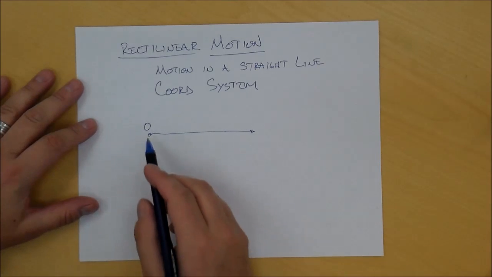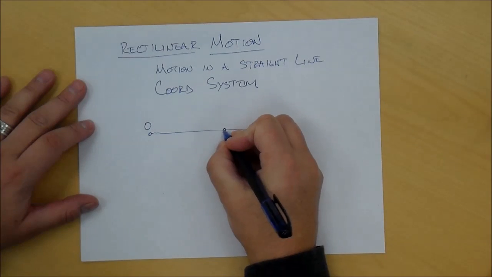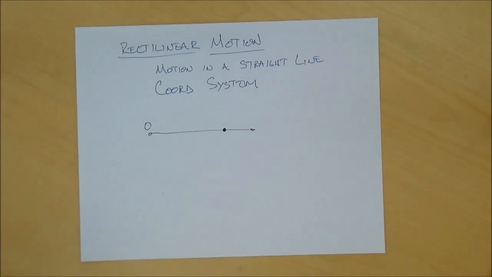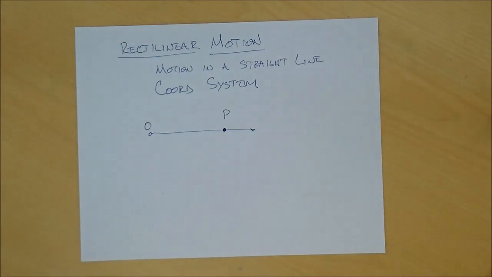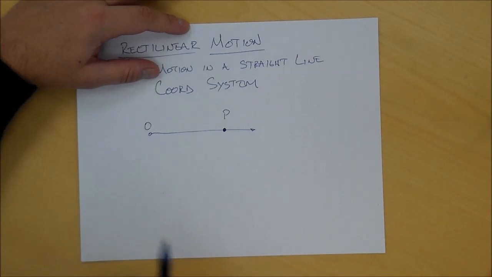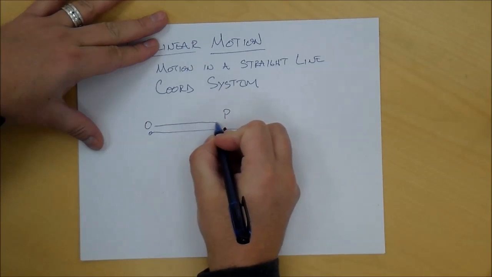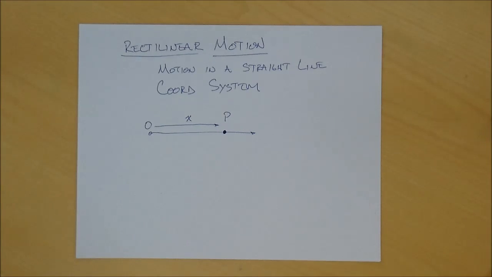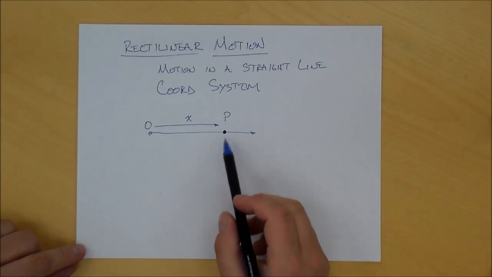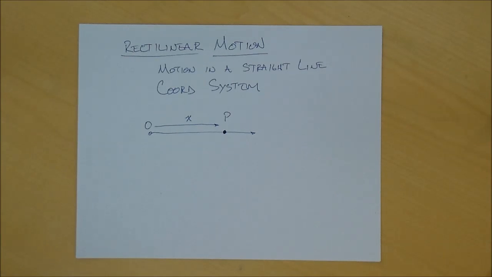So here we have a coordinate system, we have an origin, and suppose we have a particle moving along that line. Here's our particle. Again, maybe it's a car going down the road or something like that. And we can call the position of that particle P. So P is the position of the particle, O is the origin of our coordinate system, and then we usually choose a coordinate. In this case we'll call X. So X is the measurement of the point P from the origin. O is the origin itself and P is the point itself.